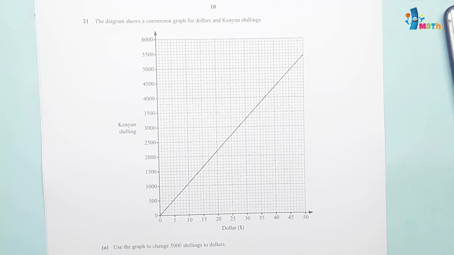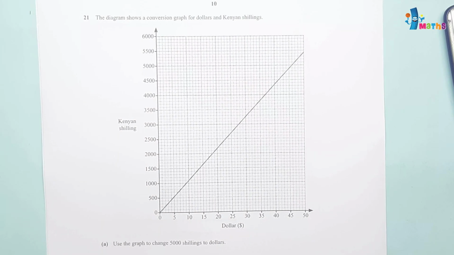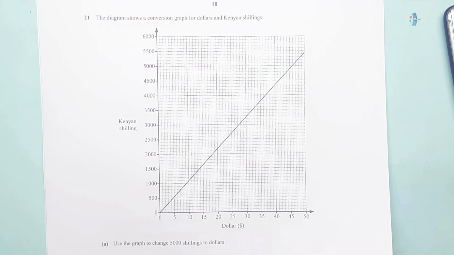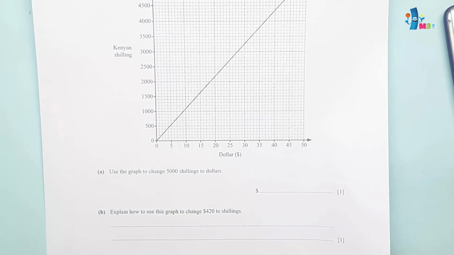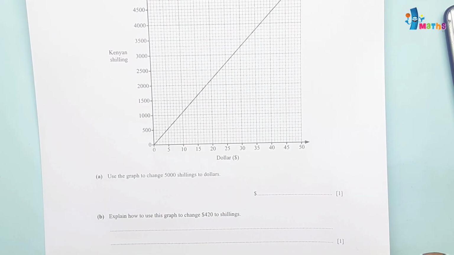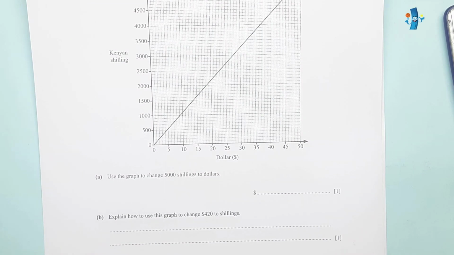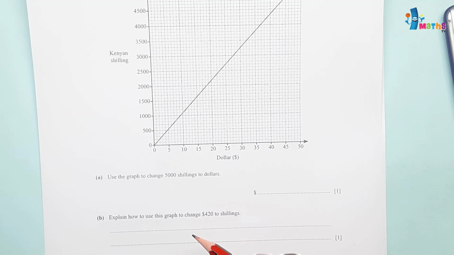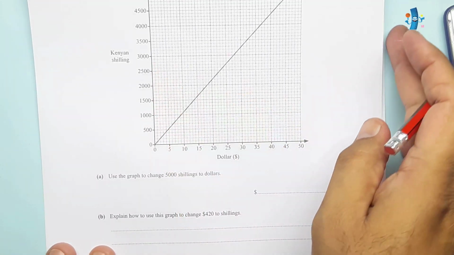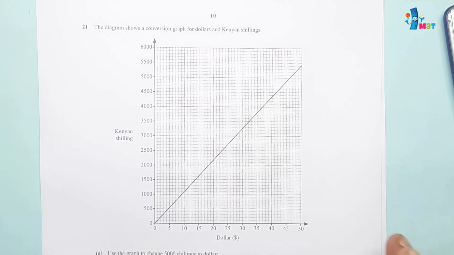Now question number 21 is a conversion graph given for dollars and Kenyan shillings. So this is the graph given. Use the graph to change 5,000 shillings to dollars. This is the graph. So we will be drawing this. We will use the graph to show. Okay, 5,000 shillings we will be checking. 5,000 shillings are over here, this one.